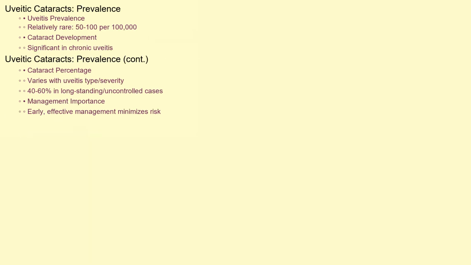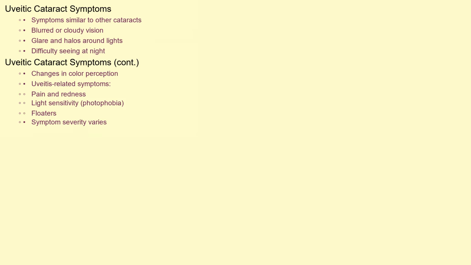Understanding the prevalence of uveitic cataracts is important. Uveitis itself is relatively rare, affecting around 50 to 100 people per 100,000. However, a significant portion of individuals with chronic uveitis will develop cataracts. The exact percentage varies depending on the type and severity of the uveitis, but studies suggest it can be as high as 40–60% in patients with long-standing or poorly controlled uveitis. This emphasizes the need for early and effective uveitis management to minimize the risk of cataract formation.